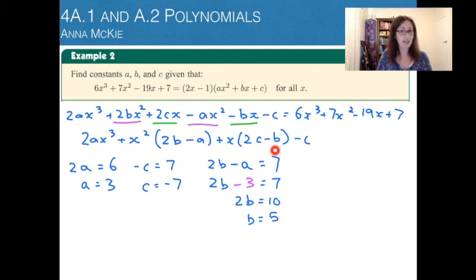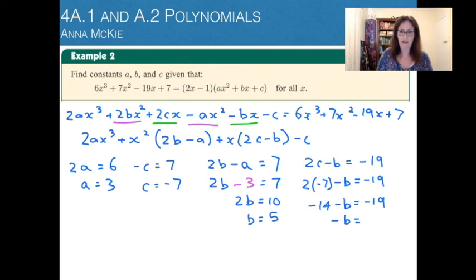And it's probably worth checking that to just make sure you haven't made a mistake. So this is the coefficient of x, which must be equivalent to negative 19. And we already know c, which is 2 multiplied by negative 7. And solving. So then we have negative 19 plus 14, where negative b is equal to negative 5, therefore b must be 5, and that's what we're expecting.